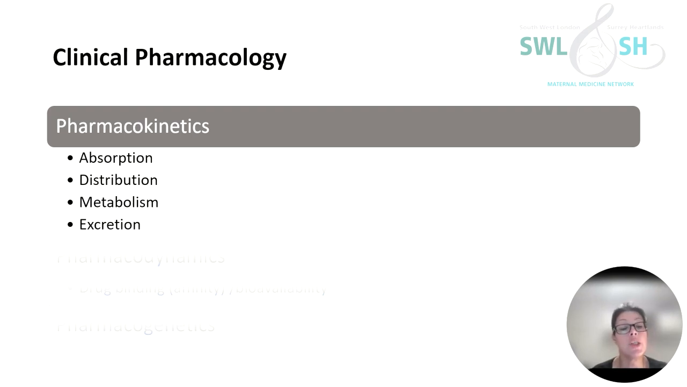The distribution is when the drug is absorbed into circulation and is distributed to the organs where it would have its effect. Metabolism involves by and large the liver, but it can occur in the gut, and that's when the drug is either broken down into its effective form, or it's broken down in order for it to be disposed of. And excretion is when the drug is excreted out of the body, and this could, by and large, be through the kidneys or through the gut.